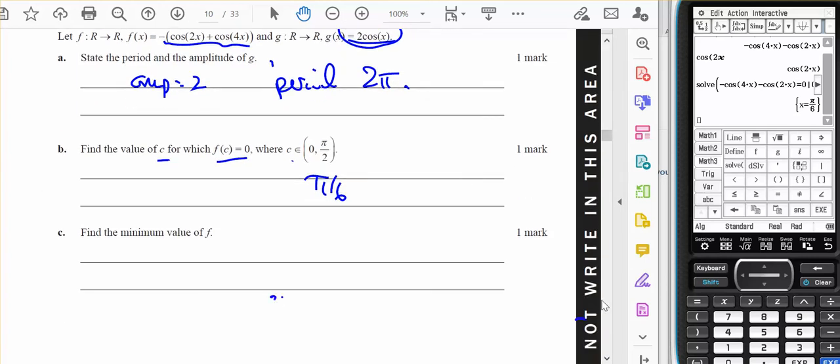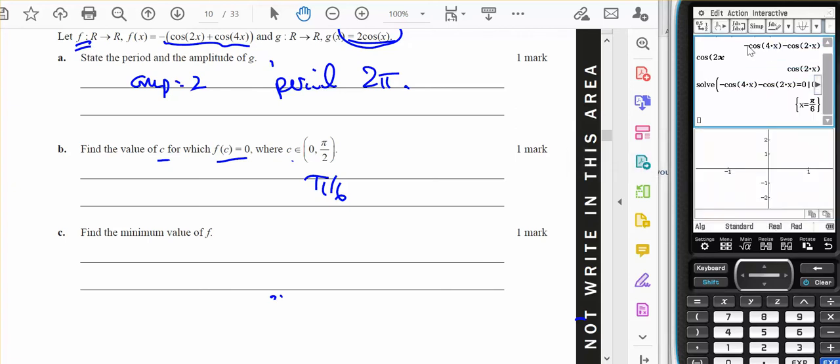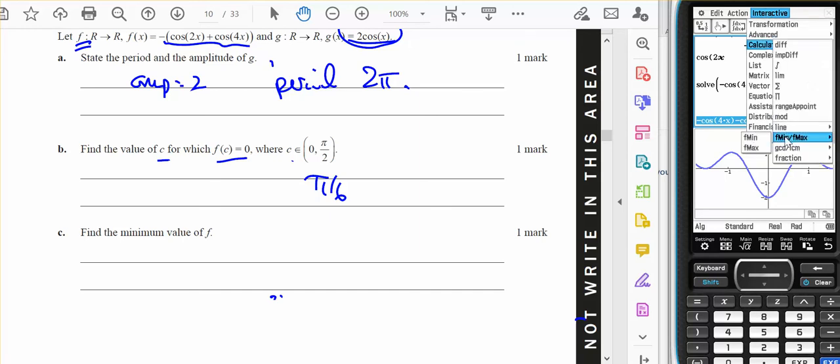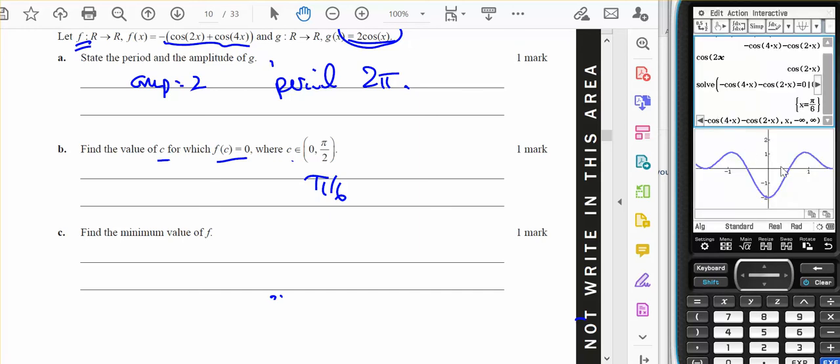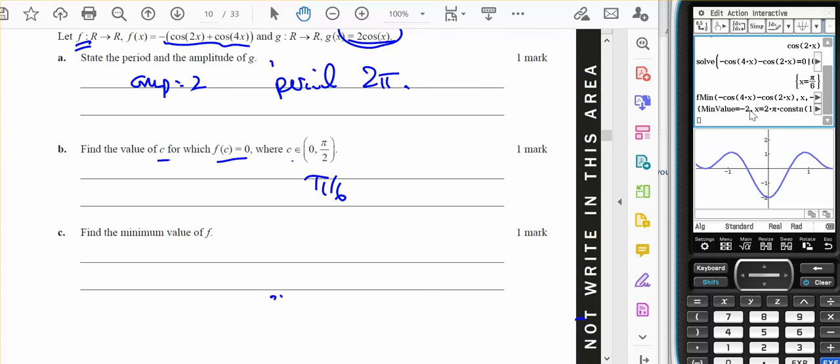Find the minimum value of f. The minimum value of f, and this is f. I'm thinking that the minimum value of f looks like it's going to be -2. But what I will also do is take this and use interactive calculate f-min, and I get -2. So -2 is the answer.